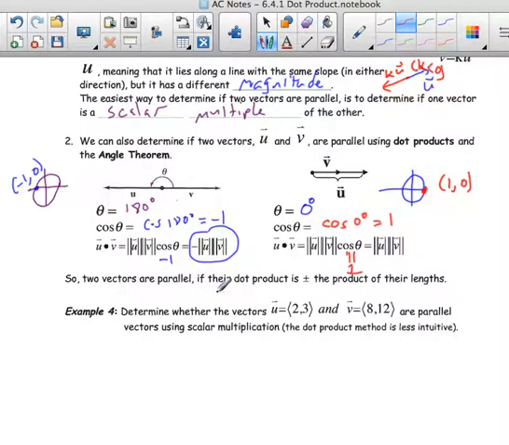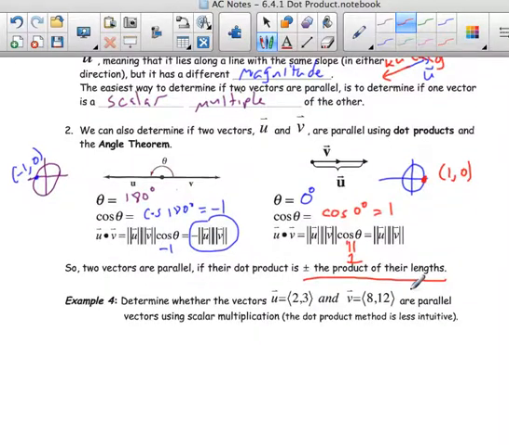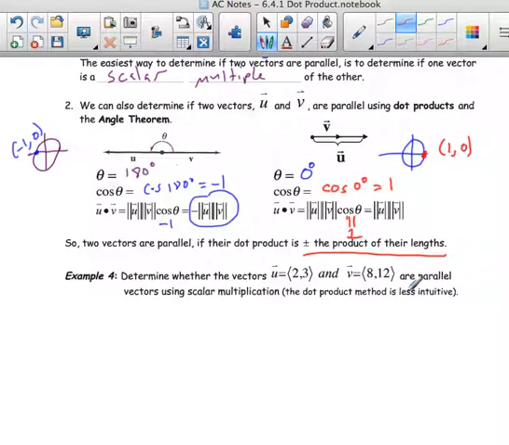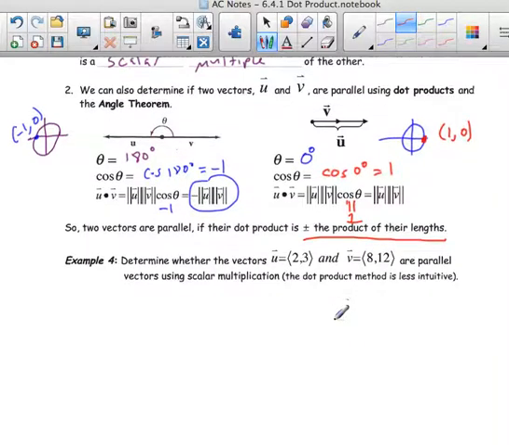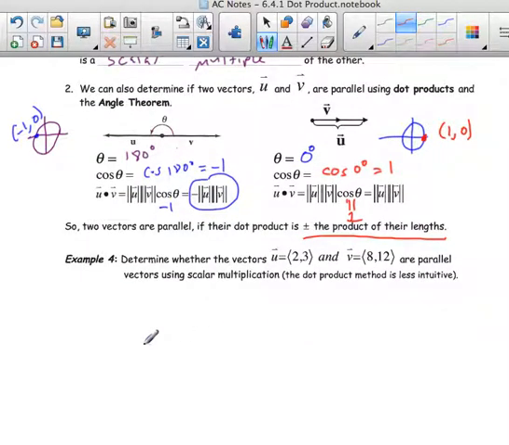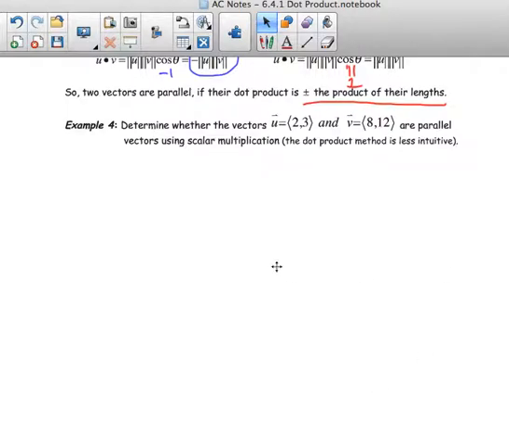So two vectors are parallel if their dot product is plus or minus the product of their lengths. When the vectors are in the same or opposite directions, the dot product is the product of their lengths. If they're in the same direction, it's positive. If they're in opposite directions, it is a negative value. But to determine whether two vectors are parallel, it's going to be a lot easier to check this by using scalar multiplication. So example 4 says, determine whether the vectors u and v are parallel using scalar multiplication.